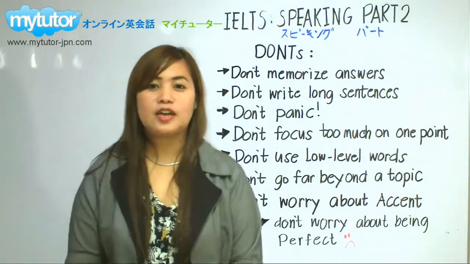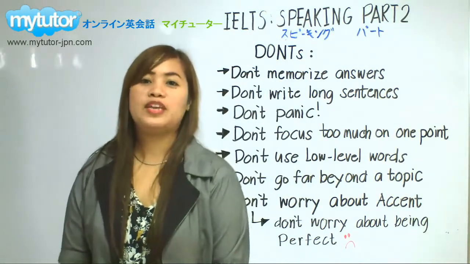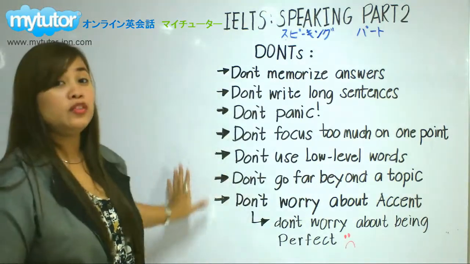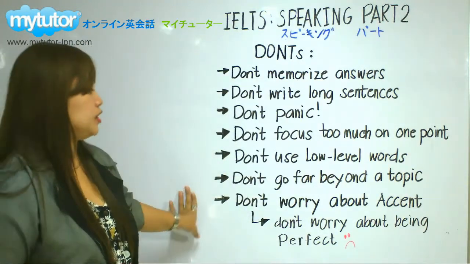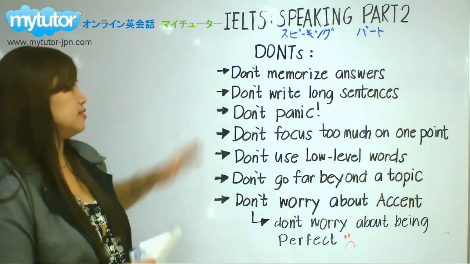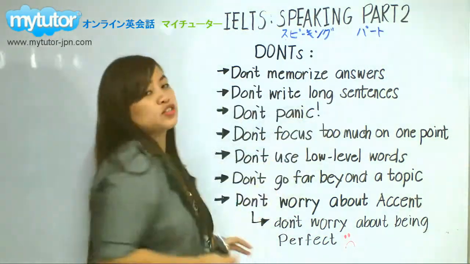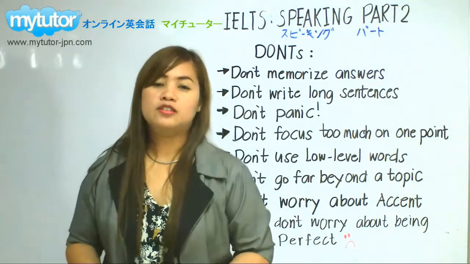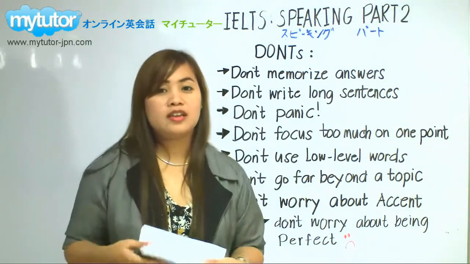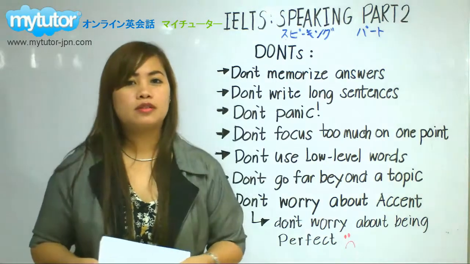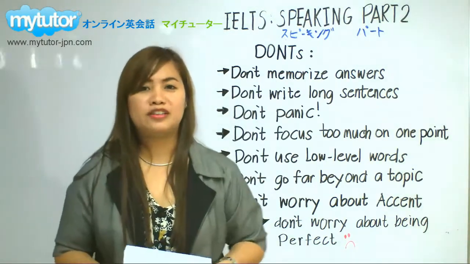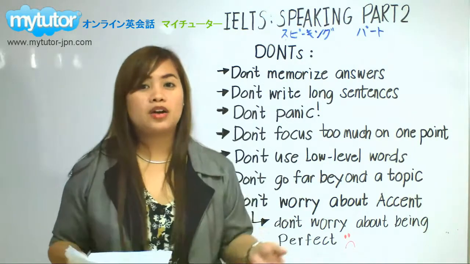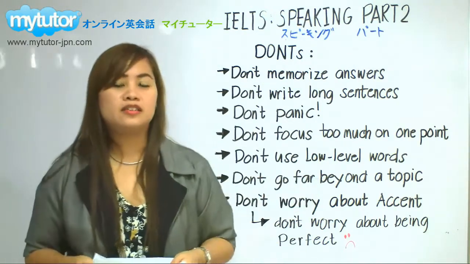Now let's look at the things that we shouldn't do in this part of the IELTS, the don'ts. Now we have a couple of lists here for this. First is, don't memorize answers. A lot of students tend to do this. So they pick up questions and tend to memorize answers, canned or scripted answers. This is a no. You will lose big marks in this part of the IELTS.